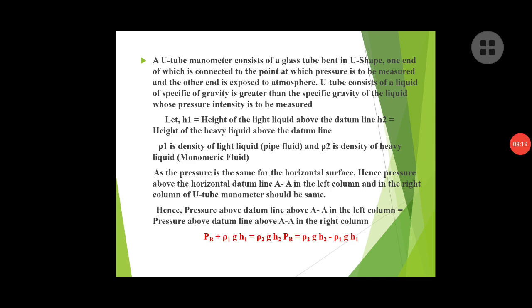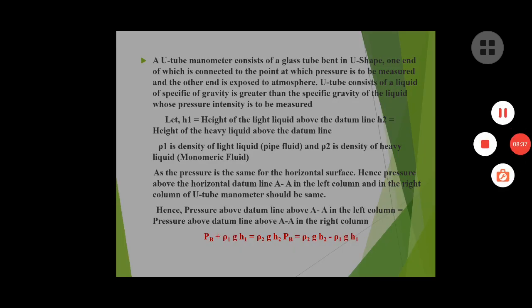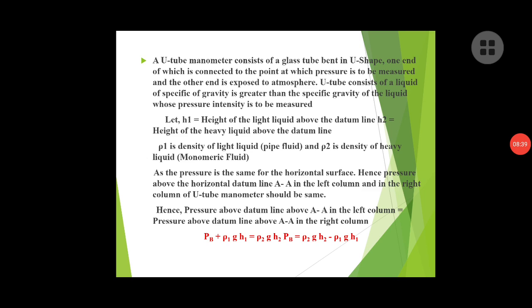A U-tube manometer consists of a glass tube bent into a U shape, one end of which is connected to the point at which pressure is measured. The U-tube contains a liquid whose specific gravity is greater than the specific gravity of the liquid flowing through the pipe. Let h 1 be the height of the liquid column above the datum line. Similarly, h 2 is the height of the liquid column in datum 2.